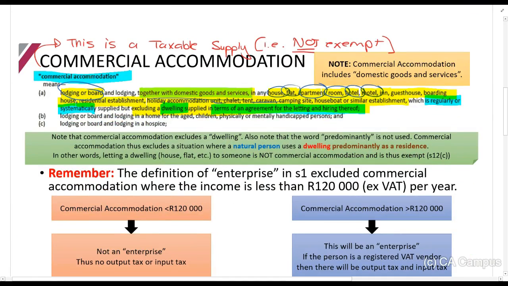Can you see? Then, what else? Lodging or board in a home for the aged, children, physically or mentally handicapped persons. So if you have an old age home or a hospice or something like that, which is the next one, that's commercial accommodation. There is VAT on it. Right, there is VAT on it.